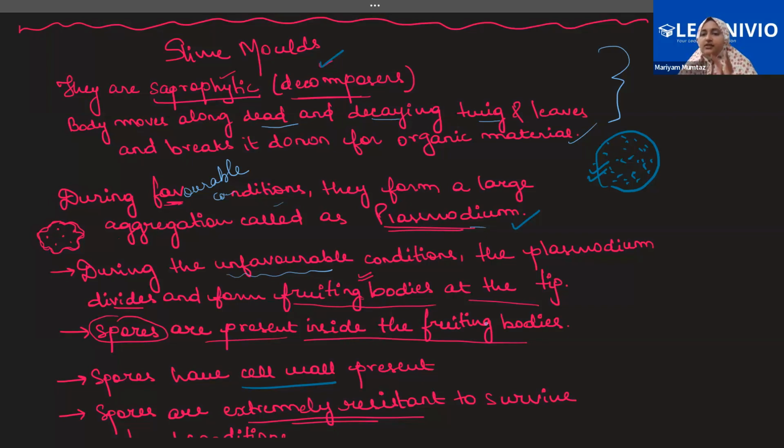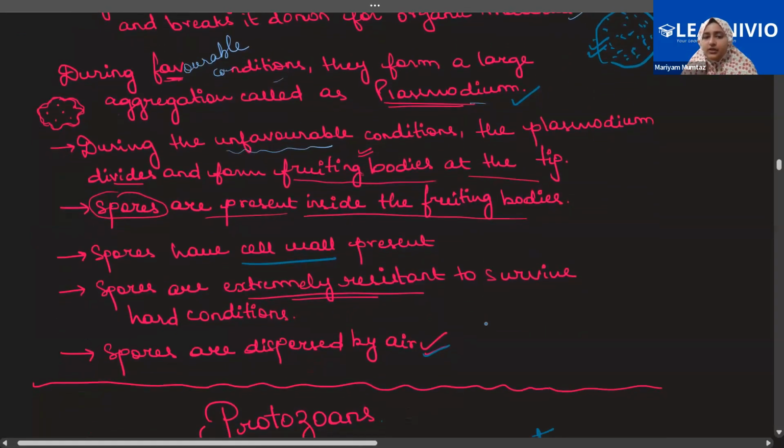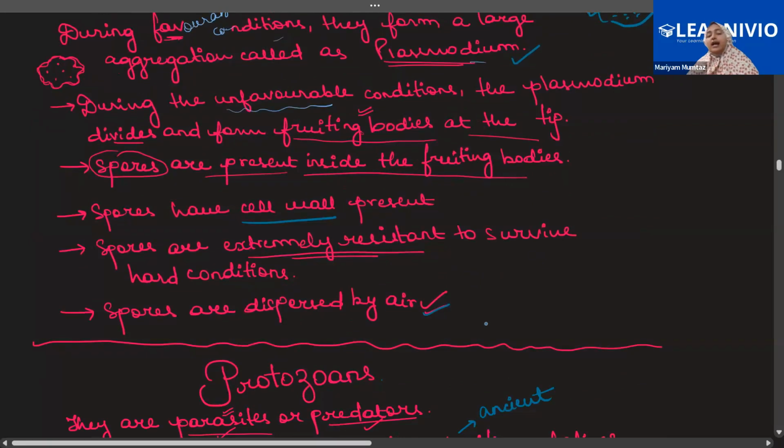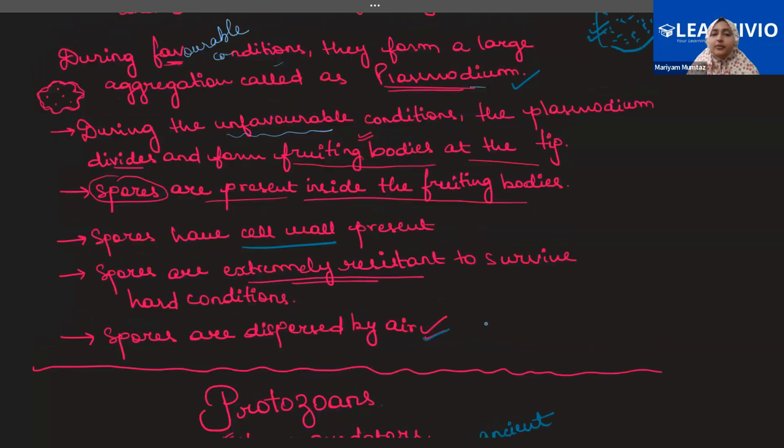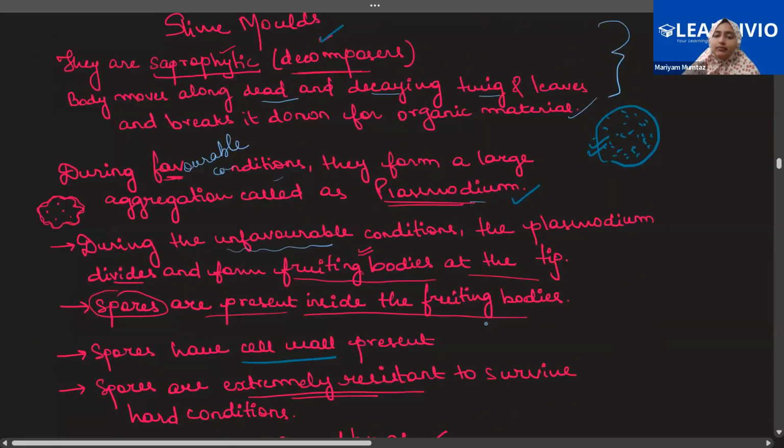Fruiting bodies are structures that form the spores. So inside the fruiting body, spores will be made. When these spores are dispersed, new slime molds will be produced. That is how they do their reproduction. Now these spores have a cell wall. The spores are extremely resistant to survive hard conditions and they are dispersed by air. So this is the method of reproduction for the slime molds.